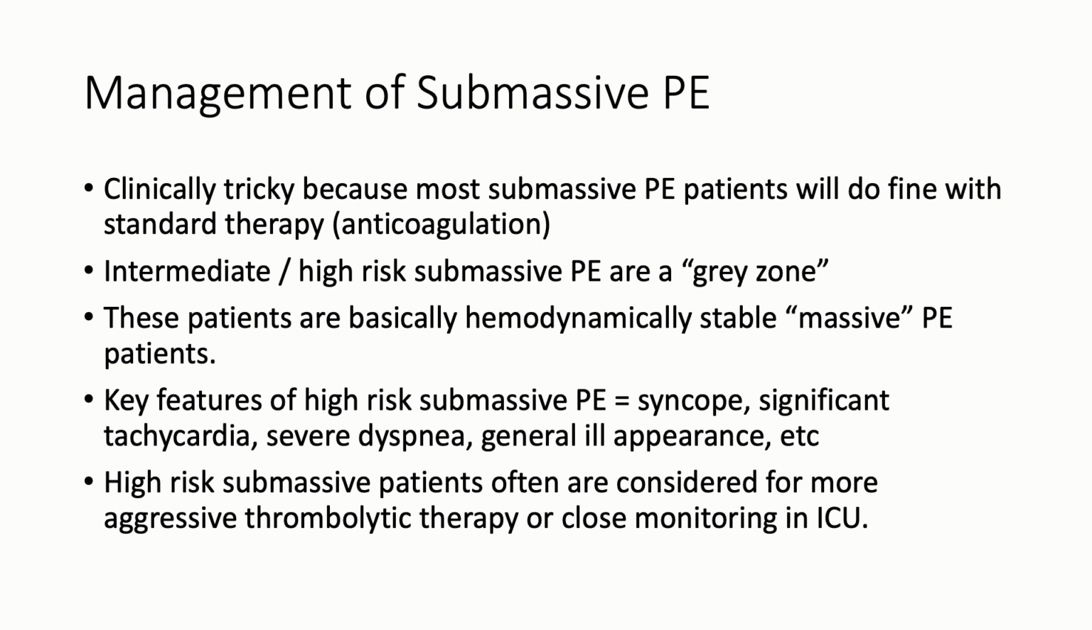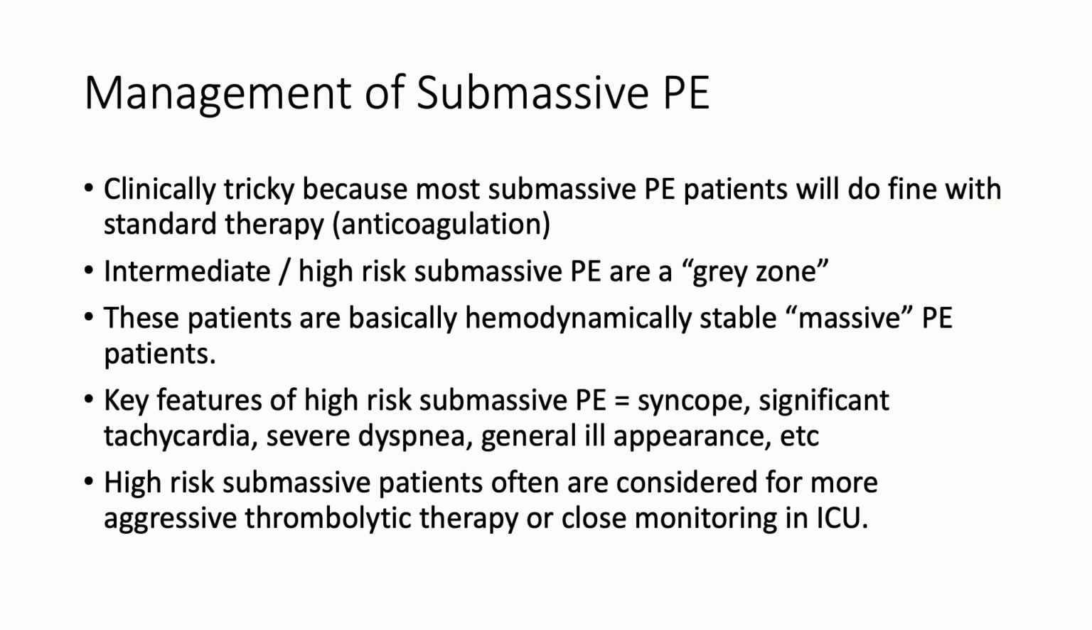And the reason it's important is because these are patients that, well, classically aren't considered massive PEs, which we will get into in a few slides. They are extremely high risk, and they have a lot of features that would indicate that they are potentially teetering on the edge of circulatory collapse.